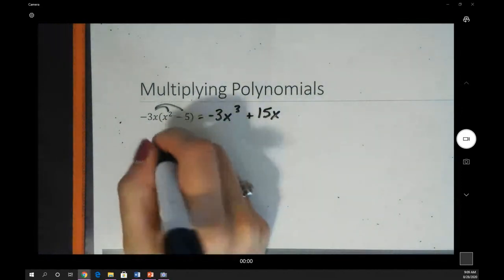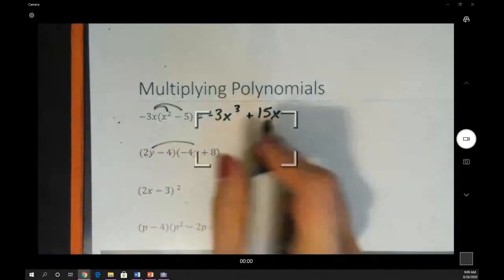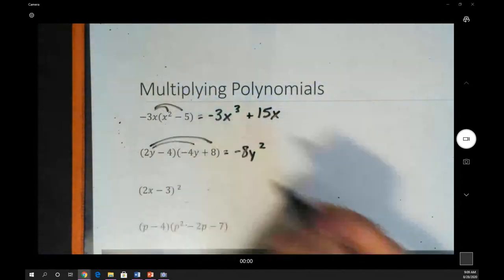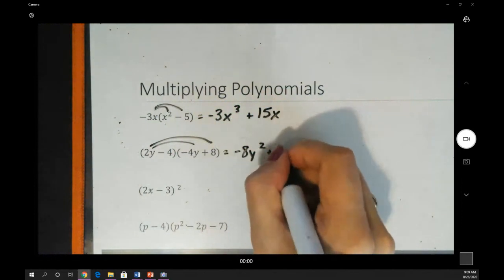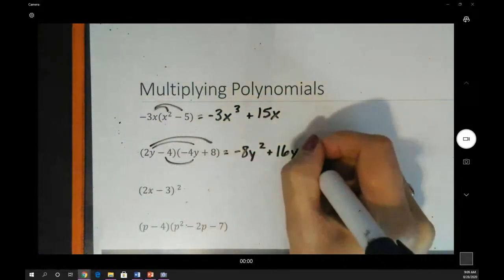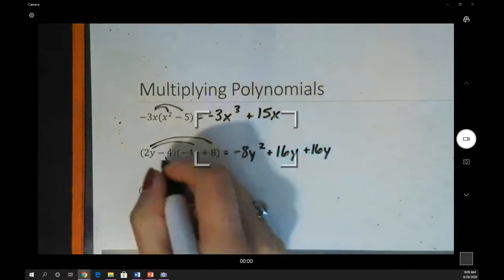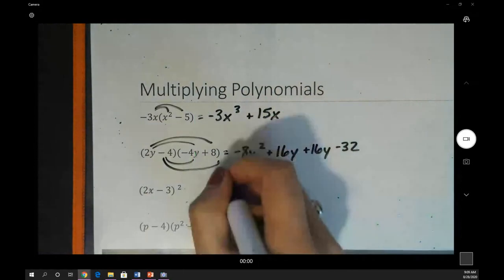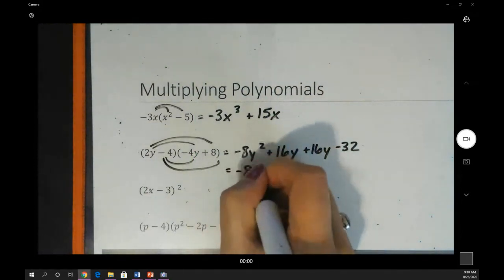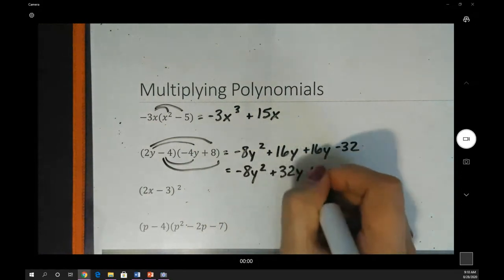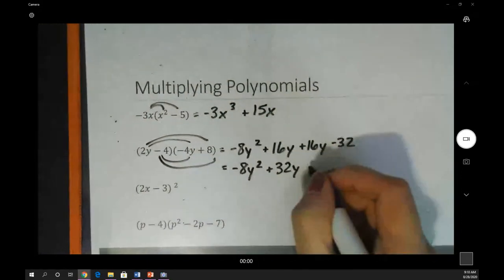So I'm going to have 2y times a negative 4y is a negative 8y squared. 2y times a positive 8 is a positive 16y. Negative 4 times negative 4y is another positive 16y. And negative 4 times a positive 8 is a negative 32. If I combine my like terms, that gives me a negative 8y squared plus 32y minus 32.